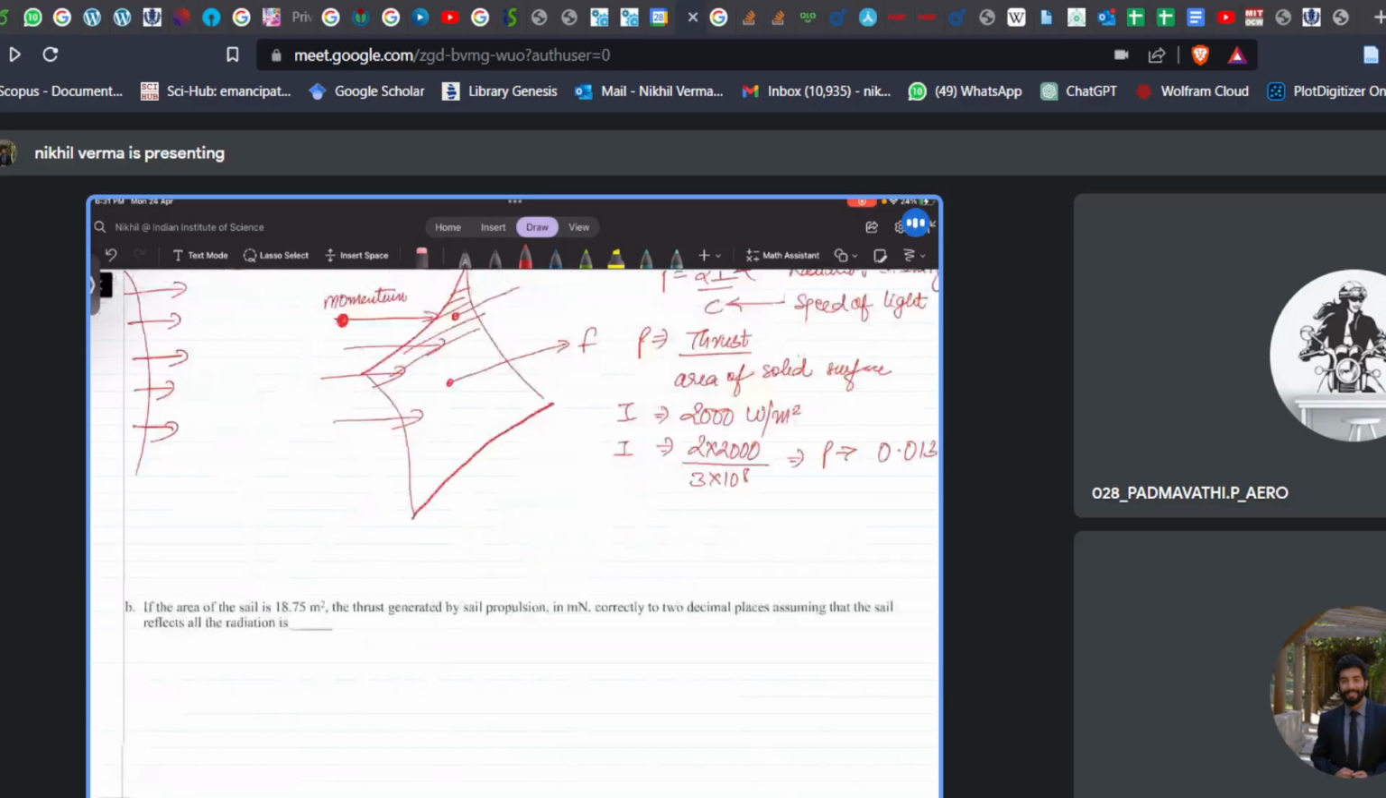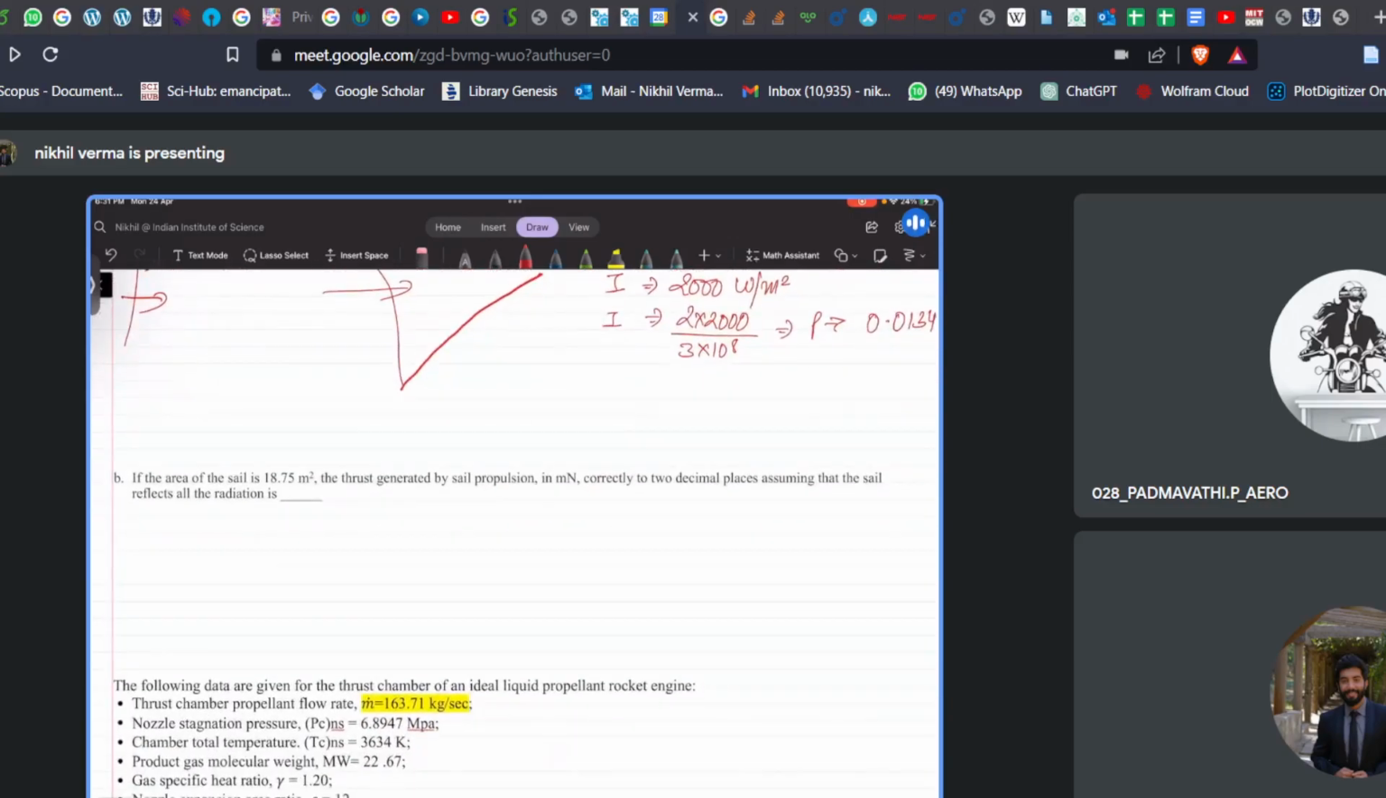Okay. So now the area is given. If the area is given, we have to calculate what is the thrust. So the thrust is given as pressure into the area, which is again 2 I by C into this. Pressure is given as 0.0134, and the area is 18.75 meter square, which gives you a thrust of 0.251 Newton.